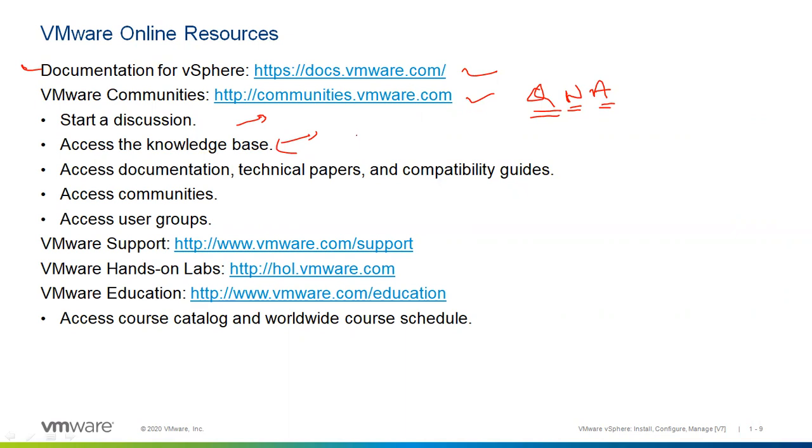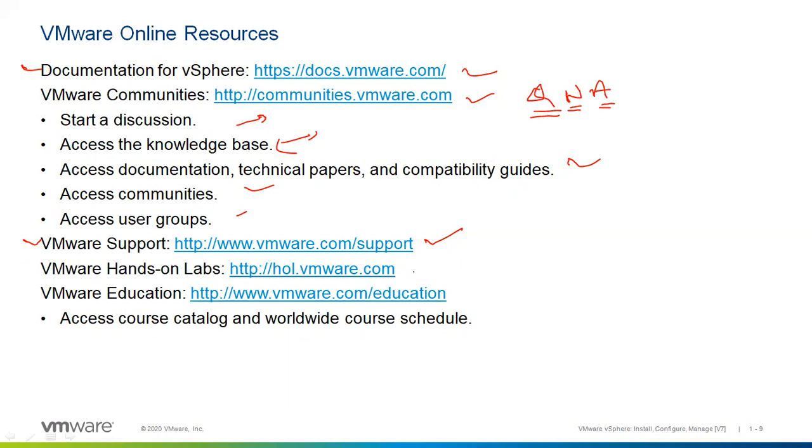Knowledge base articles are a small set of information indicating a specific problem, a specific error, or a specific statement. Beyond that, there are a lot of technical papers, documentation, user groups, and communities. If you are working within an organization and you have a support account, you can open a support request.